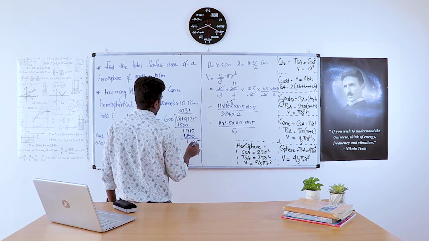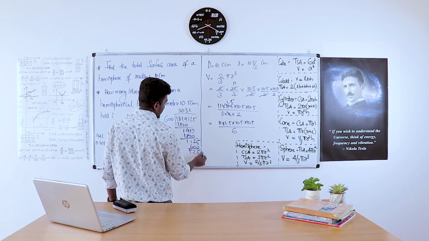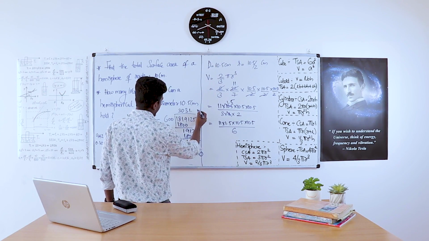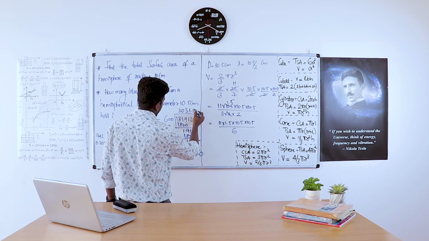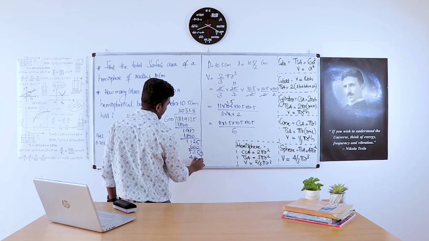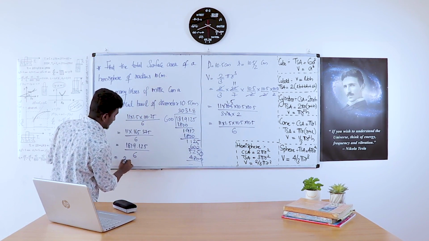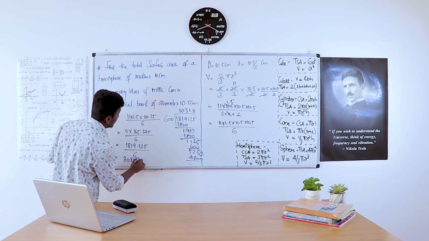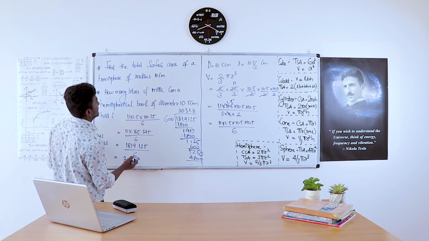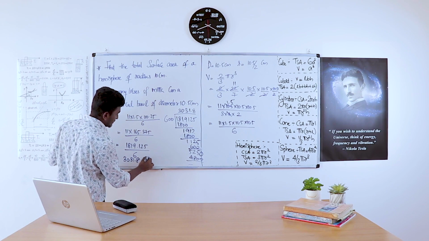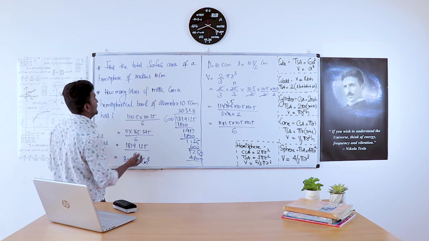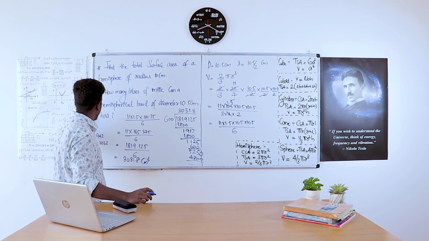Then it goes like this, point. Then 4800. It goes like this. Answer is approximately equal to 3031.8. This much centimeter cube.